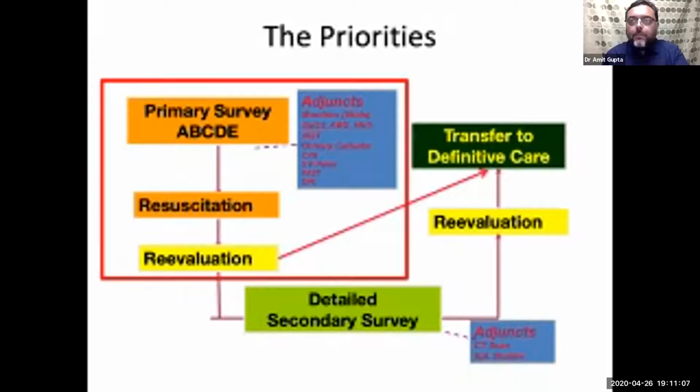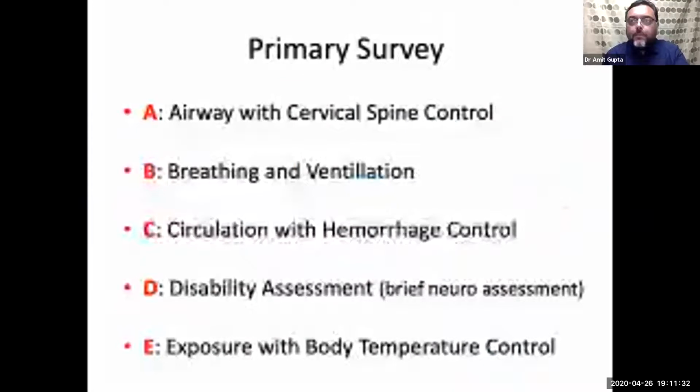We would focus in this particular case on the primary survey and what we do normally while resuscitating the patient in the emergency department. The primary survey is a quick assessment of the airway, taking control of the cervical spine, maintaining the breathing and proper ventilation, which means oxygenation and CO2 level should be proper. C comes circulation with hemorrhage control. Then quickly assess the disability, which is a brief neurological assessment, and take care that the patient does not land up in hypothermia.